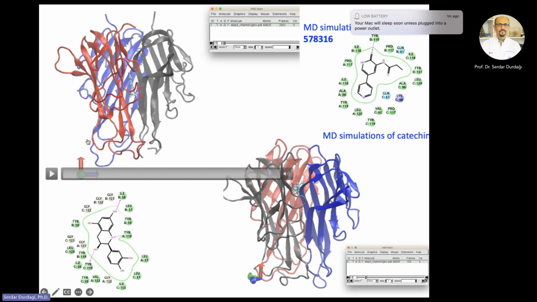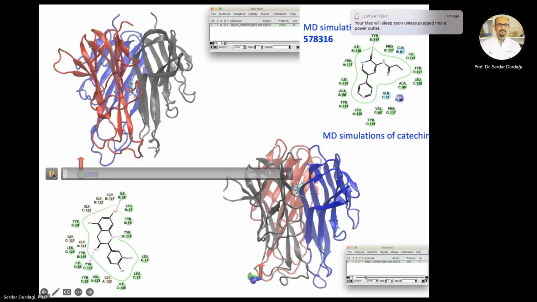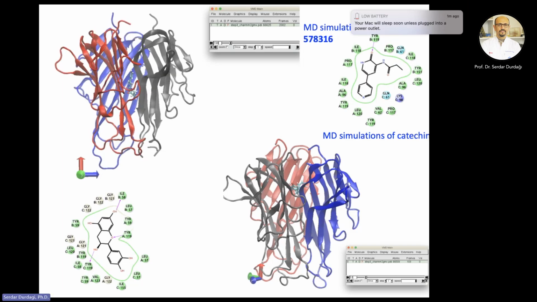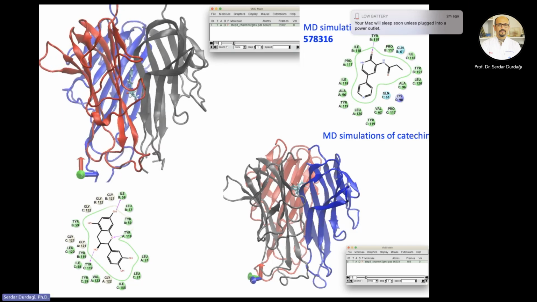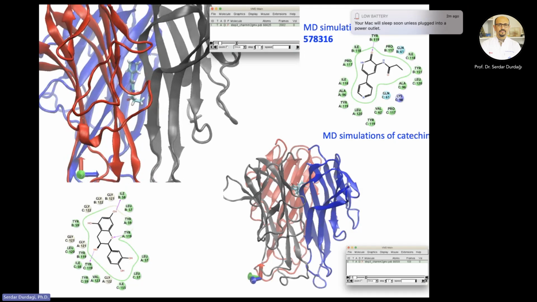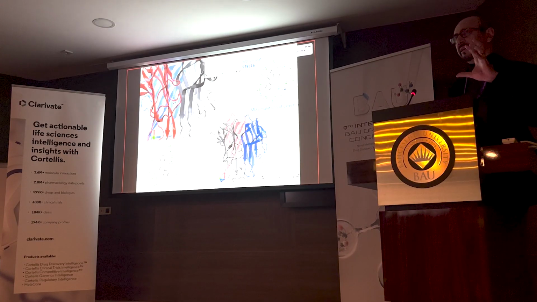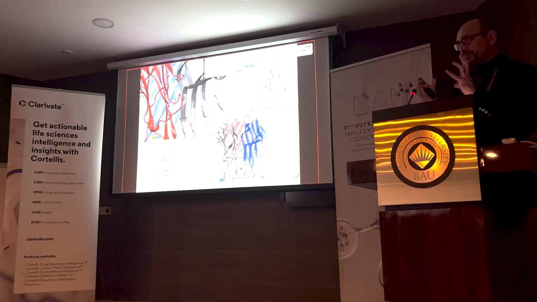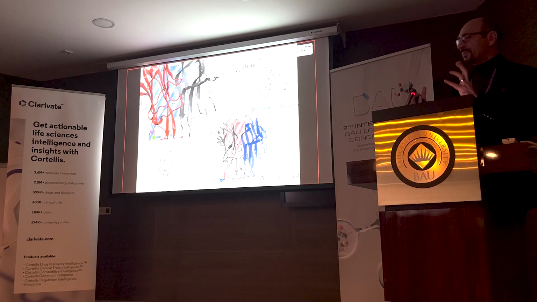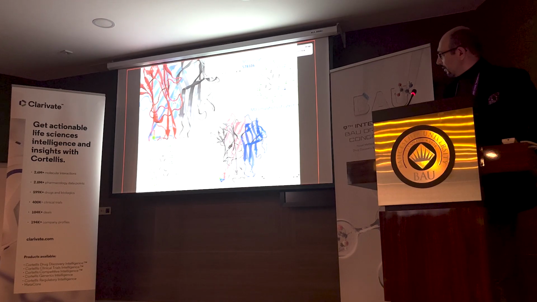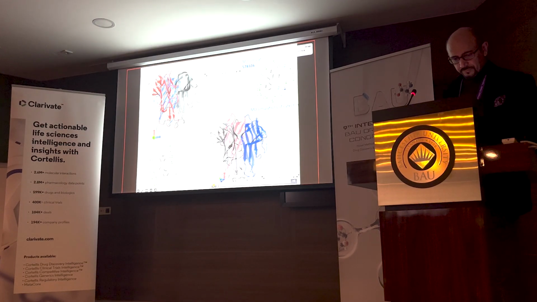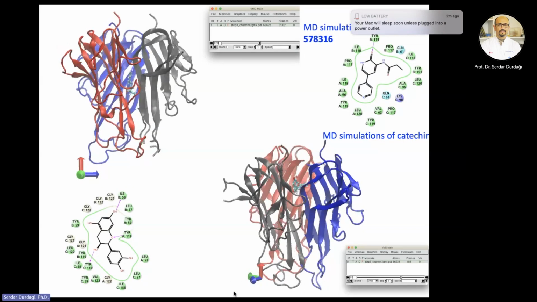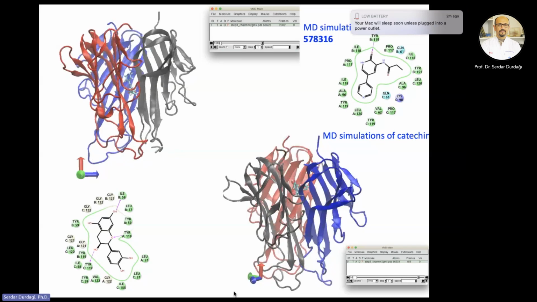So here, what we did. During the simulation, we checked the volume of the binding pocket and tried to see if this volume is increasing or decreasing. If it is increasing, this is a good sign that the protein or trimer becomes disrupted. This is another one. This is a known molecule, catechin, and this is our molecule.